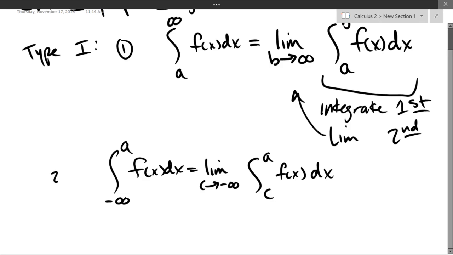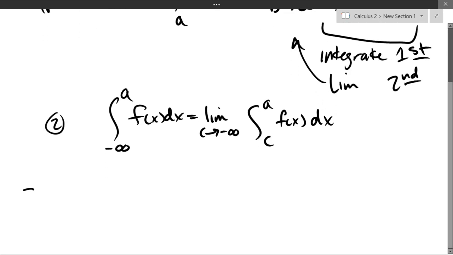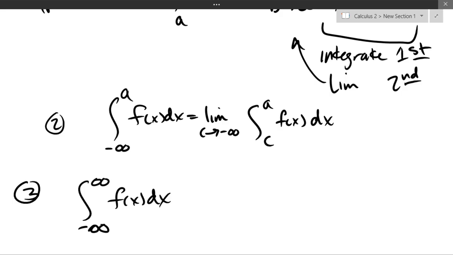So there's a first form, second form. We could put both of these together. So if you have this form, negative infinity to positive infinity, it would be very tempting to take two limits, let a be the variable that will go to negative infinity, b be the variable going to infinity. But what we actually have to do is pick some value in between negative infinity and positive infinity. So I'll just pick a number c.